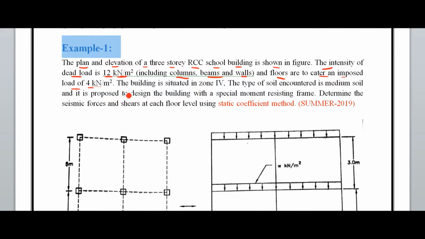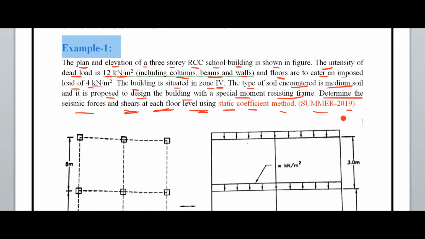The building is situated in zone 4. The type of soil encountered is medium soil and it is proposed to design the building with a special moment resisting frame. Determine the seismic force and shear at each floor level using static coefficient method. This example was asked in summer 2019.